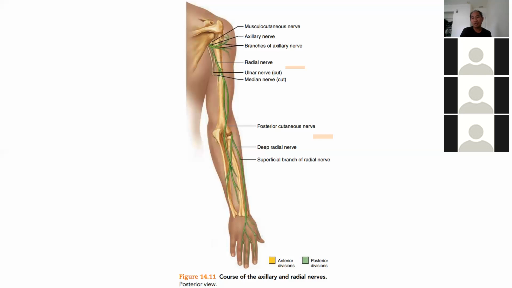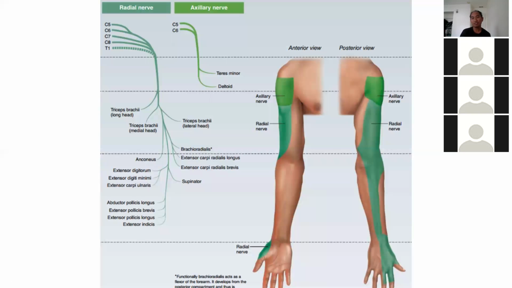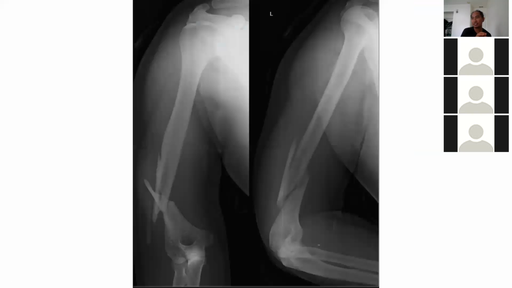Okay, look at this here. Look at the radial nerve. The radial nerve is going along here, and then it goes posterior to the humerus, near the middle third of the humerus. This medial structure, the radial nerve, becomes a lateral structure after looping around the posterior aspect of the humerus.